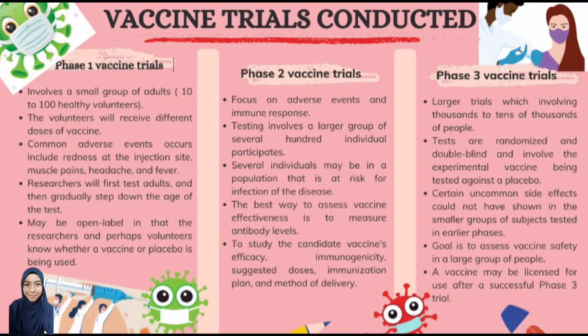Phase 1 vaccine trials. This stage involves a small group of adults, between 10 and 100 healthy volunteers. The volunteers will receive different doses of vaccine. The common adverse events include redness at the injection site, muscle pains, headache, and fever. The researchers will first test adults and then gradually step down the age of the test group to children.